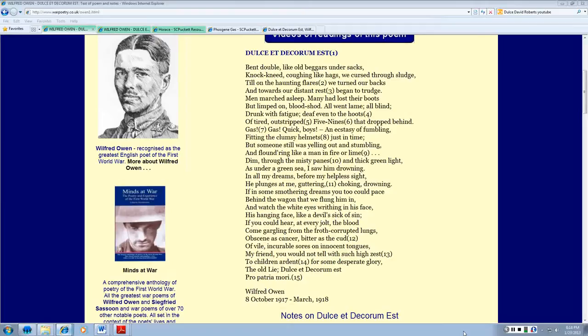What Owen's poem presents is the idea that perhaps Horace's message that it is good and fitting to die for one's country may well be true. However, it comes at great cost.